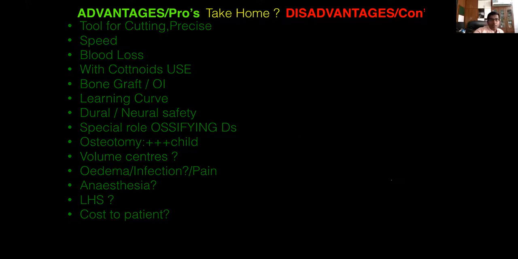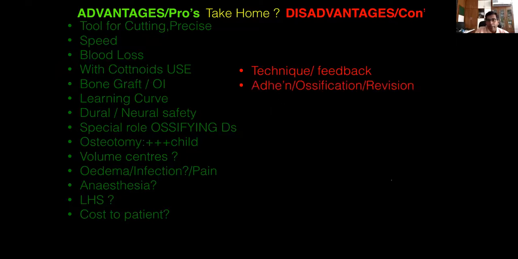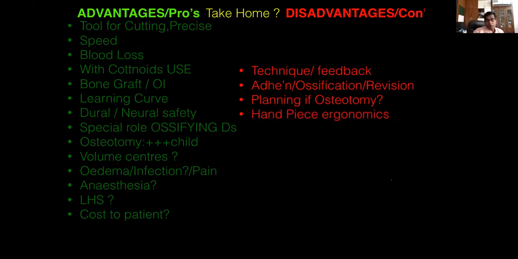Coming to the disadvantages, this needs a feedback mechanism to be developed to make it safer and prevent the tip issue that Shetty was talking about. With adhesions and ossifications in revisions, you have to be careful. Planning of osteotomies is important, because once you have cut, you cannot do anything. So you need to plan exactly where you want to place it. With a burr, you are progressively moving. Here, you just cut off and you can create mistakes. So you should be very clear on that.